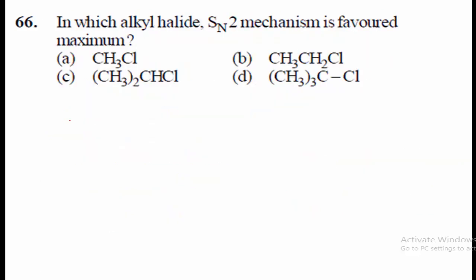Question 66: in which alkyl halide is the SN2 mechanism favored maximum? So when we see the SN2 mechanism, CH3Cl, you have already studied the mechanism in haloalkanes and haloarenes. There you have taken the example of CH3Cl. So methyl chloride among all options has more tendency to undergo the SN2 mechanism, and when we consider (CH3)3CCl, it is more favored for the SN1 mechanism, and hence option A is the right one here.